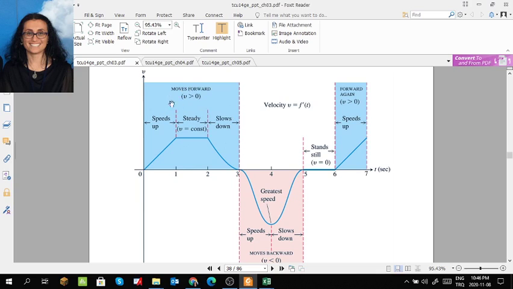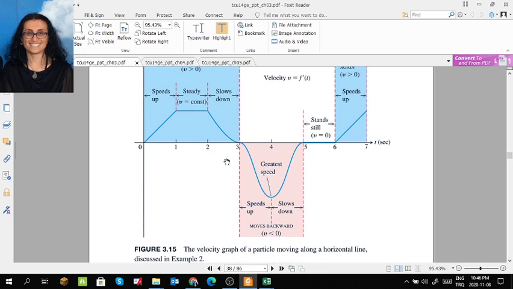Be careful. Whenever velocity is positive, it is moving forward. But if you look at 3 to 5, you would see that the velocity is negative, right? It's under the t-axis. Since the velocity is negative, it is going to tell us that the object changed the direction. It's moving backward. As you will see here, v is less than 0.